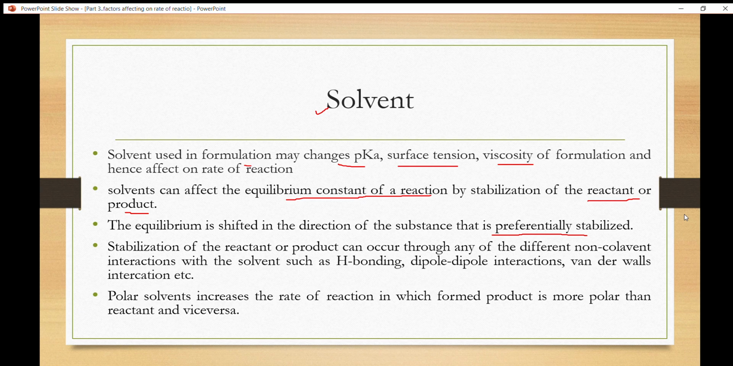Stabilization of a reactant or product can occur by hydrogen bonding, dipole-dipole interaction, or van der Waals interaction, etc. A polar solvent increases the rate of reaction in which the formed product is more polar than the reactant. If the formed product is more polar than the reactant, then the rate of reaction increases, and if the formed product is less polar than the reactant, then the rate of reaction decreases.